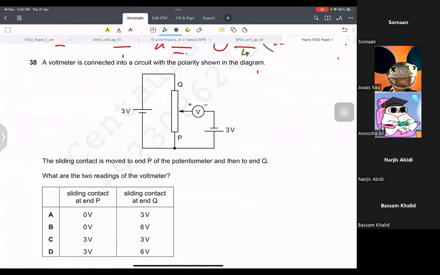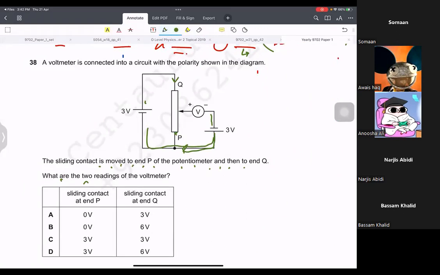Very good. Okay, the sliding contact is moved through P and the potentiometer, then Q. What are the two readings? If the sliding contact is moved from P, for some reason, why is there a current going like this? Here the current is going like this. Isn't it going opposite? Oh no, it will go here and then it can go here. Yeah, it's not opposite, it's the same.